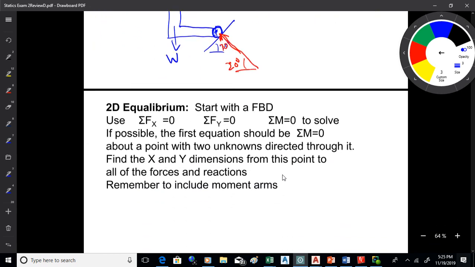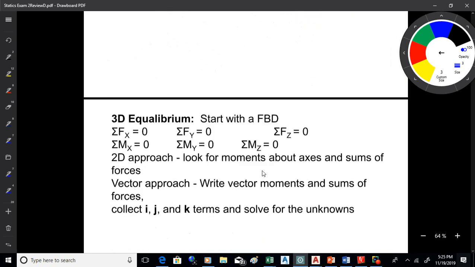Okay. 2D equilibrium, we want to start with a free body diagram. Use sum of Fx is 0, sum of Fy is 0, sum of moments is 0. It's very common for this to be the first equation: you want to take a moment about a point with two unknowns directed through it. Quite often that's a pin joint.